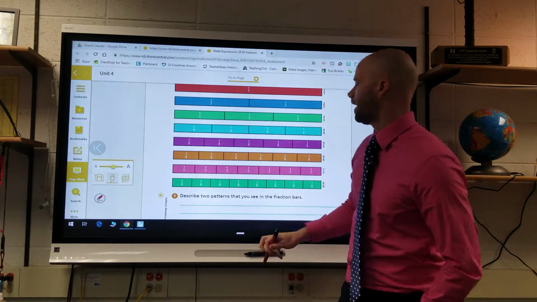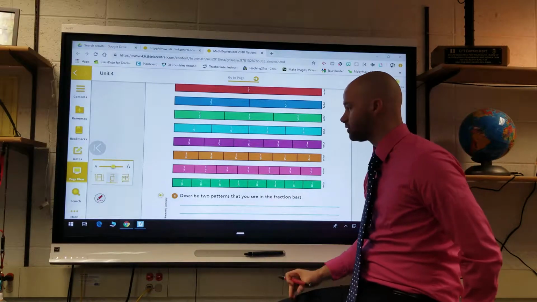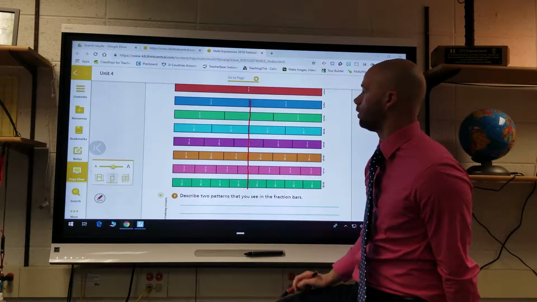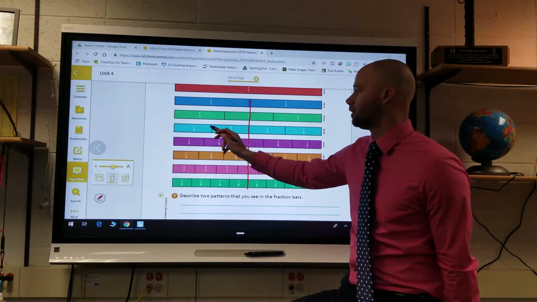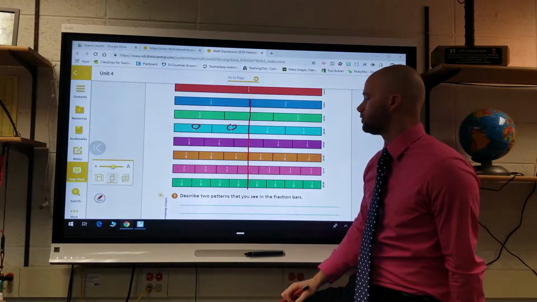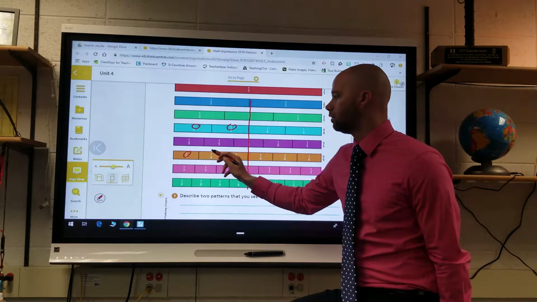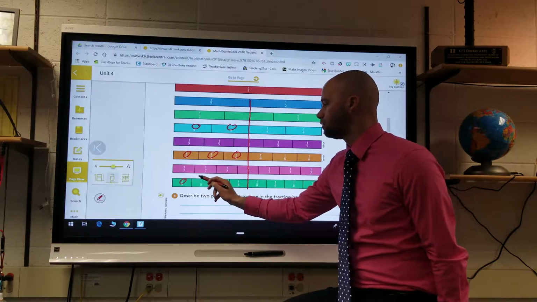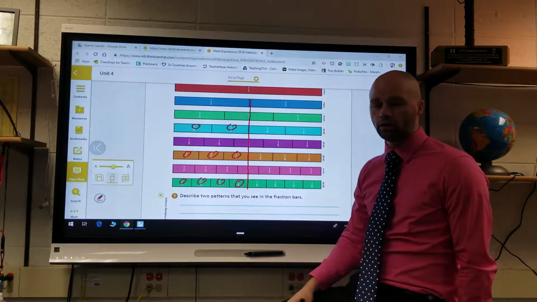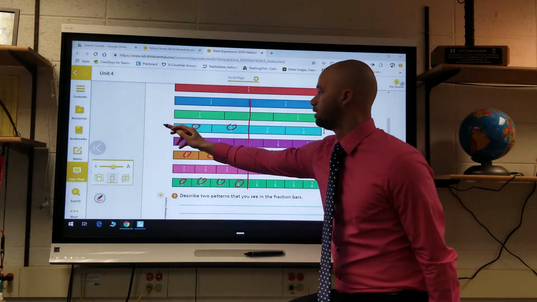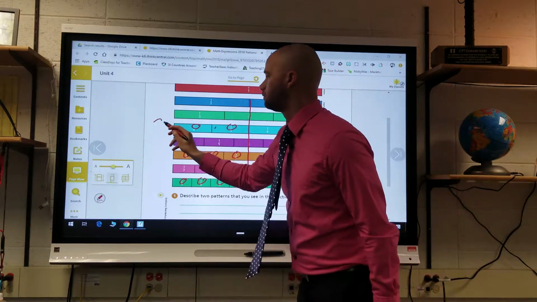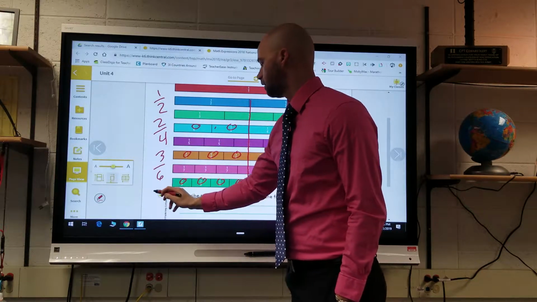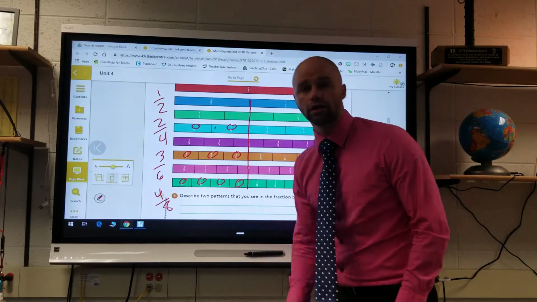When we talk about 1/2, you can see all of the things that 1/2 is equal to. So 1/2 is going to be equal to anything that it lines up with. So 1/2 is going to be equal to 2/4, 3/6, and 4/8. So 2/4, 1/2, 3/6, and 4/8 are all equal to each other.